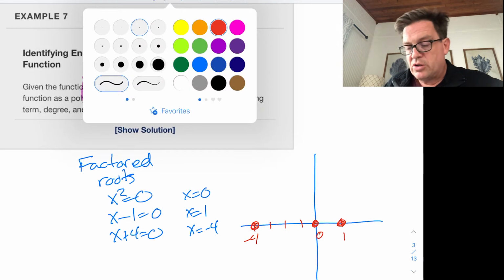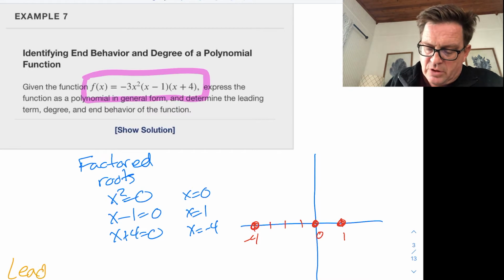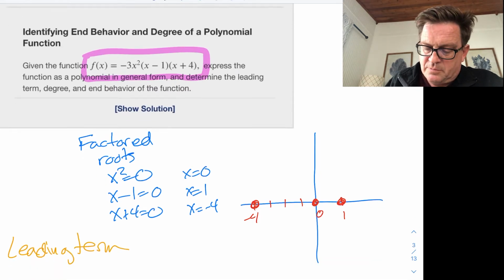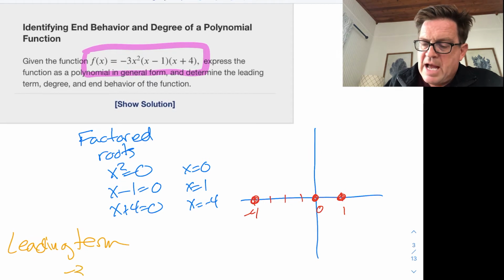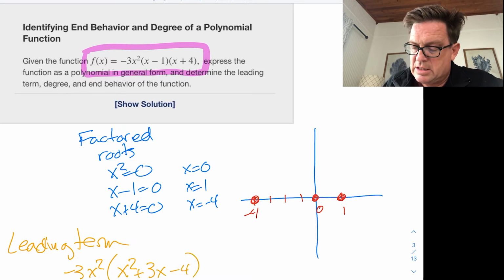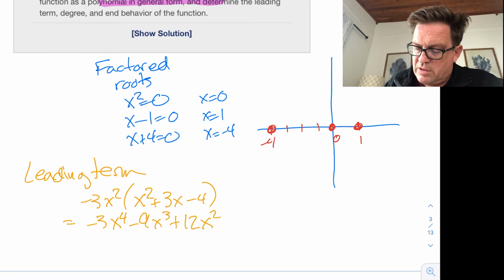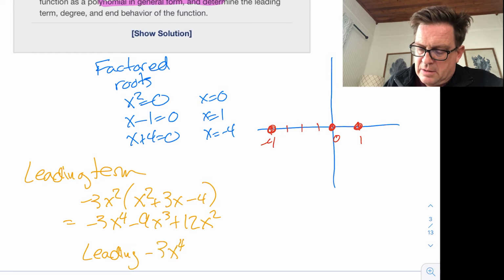And then the other thing that you can do, if it's in the general form where it's multiplied out, you can look at the leading term. So imagine we took that and multiplied it out. We would have minus 3x squared times x squared minus 4x plus 4x minus 1x is plus 3x minus 4. And so then we multiply that through: minus 3x to the fourth minus 9x cubed plus 12x squared. The leading term is minus 3x to the fourth.